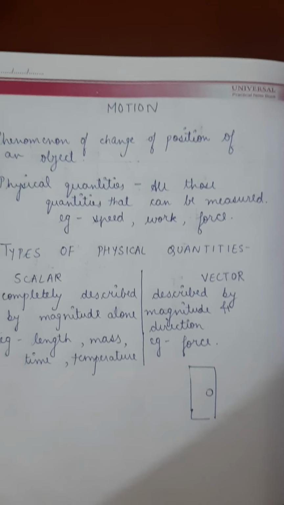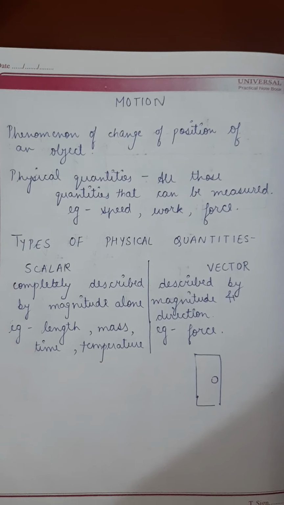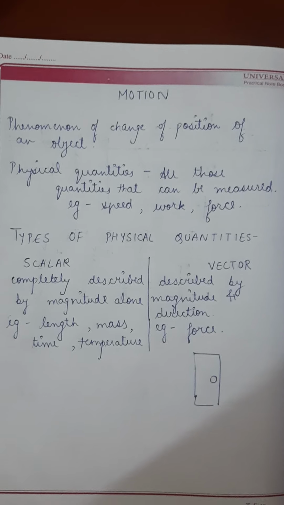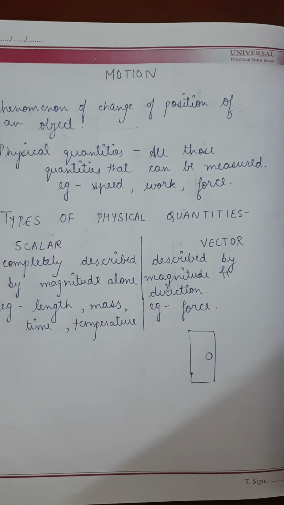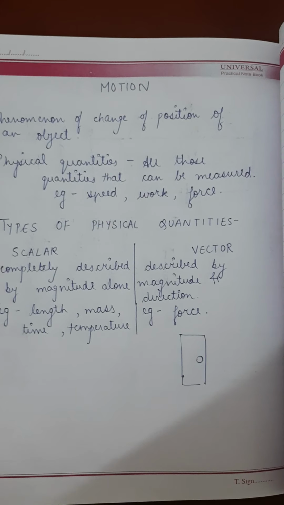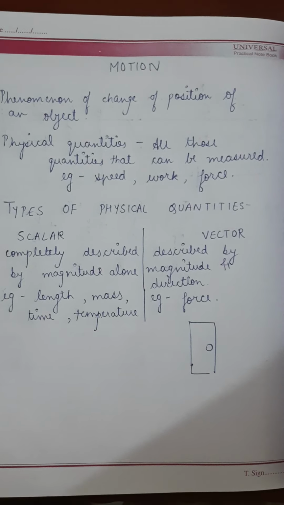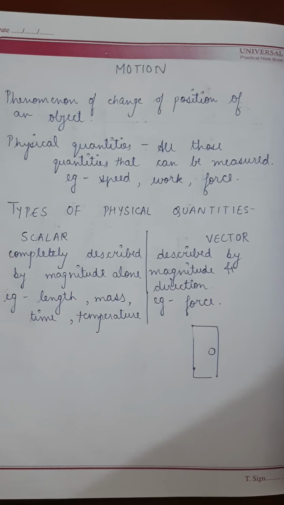Now, there are two types of physical quantities. First is scalar and second is vector. So, scalar quantities are those quantities that can be described completely by magnitude alone. For example, length, mass, time, temperature. Now, I will explain this in a little more detail.